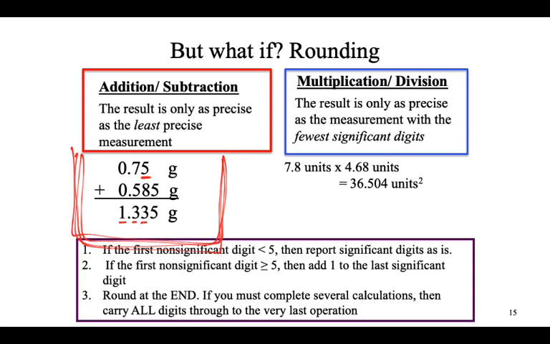First insignificant digit is 5, so what do I need to do? Add 1, my answer becomes 1.34.